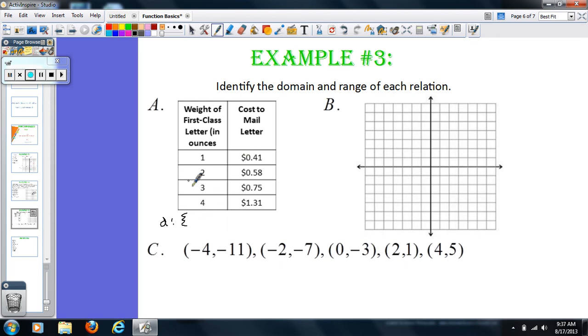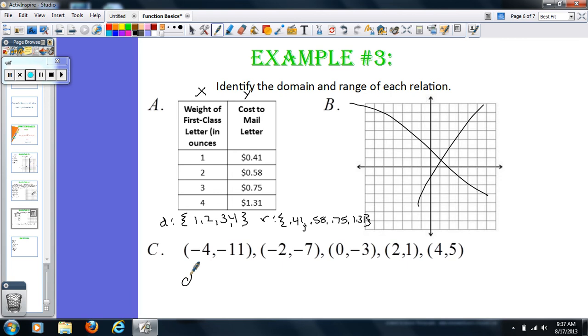So, for example, we're going to identify the domain. So we're going to put a D. And this is how you represent set notation, that little triple hump squiggly line thing. Now I'm going to look at letter A and see what all the x values are. If you remember on our table, the x always comes first, the y goes second. So the x would be 1, 2, 3, 4. The range is all the y values. So that's 0.41, 0.58, 0.75, and 1.31. And we're going to ignore letter B. I forgot I was supposed to put some points on there, so just ignore letter B. It's the same idea though.